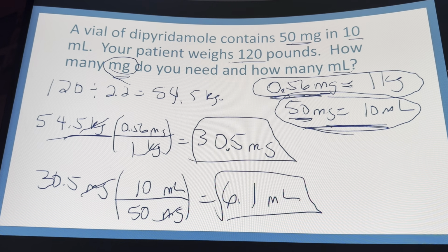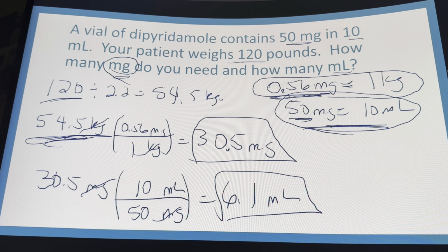So when you get a problem like this, don't get overwhelmed. Find your conversions and write them down. Start with what you're given, and then use the doorway that is available to you. If none are available, then find out how to get to the doorway. Because we actually started with 120 pounds, so we didn't have a doorway available to us. We had to get to kilograms in order to use that doorway.